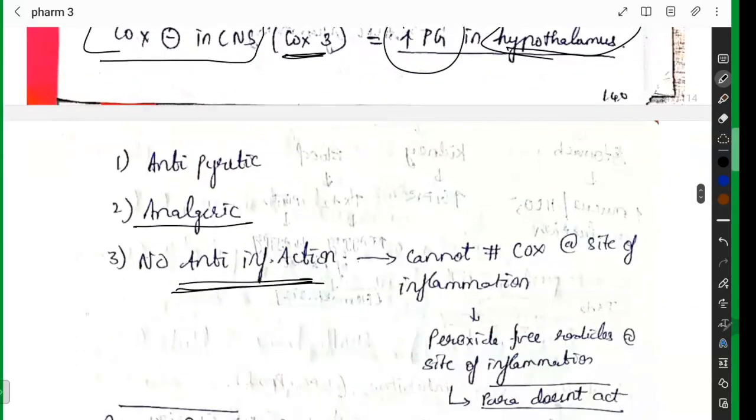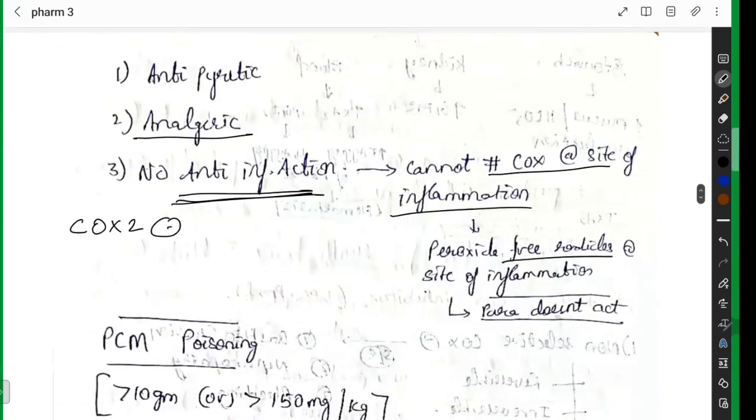That is why it doesn't have any anti-inflammatory action. For anti-inflammatory action, it should inhibit COX-2. It is not going to inhibit your COX-2. It is going to have just an antipyretic action, because the hypothalamus, pituitary, everyone is interconnected. They maintain your temperature. So there is an antipyretic action and an analgesic action, but no anti-inflammatory action. It cannot act at the site of inflammation, because peroxide and free radicals are present at the site of inflammation. So paracetamol does not act as an anti-inflammatory.